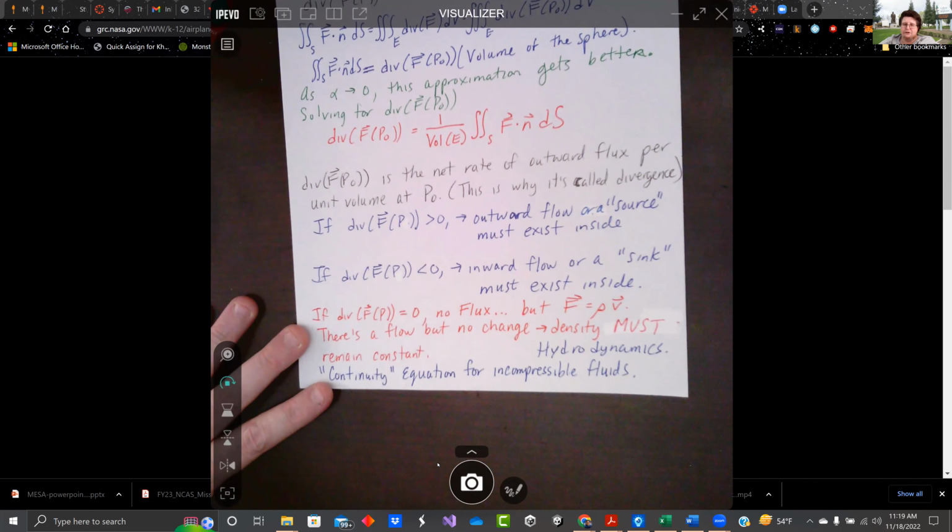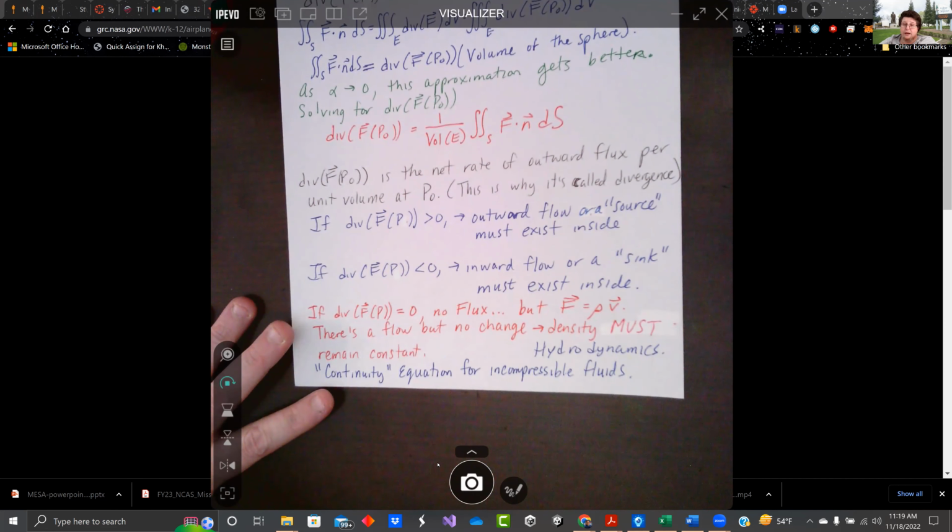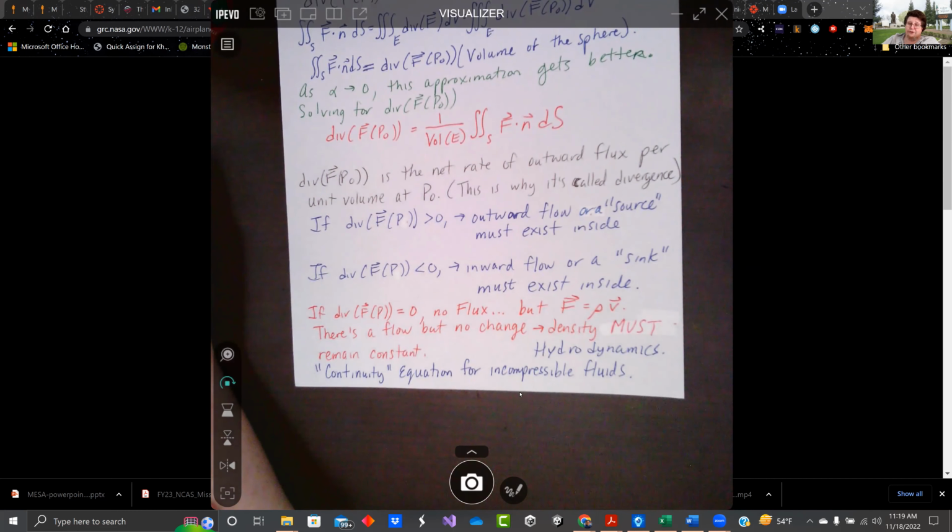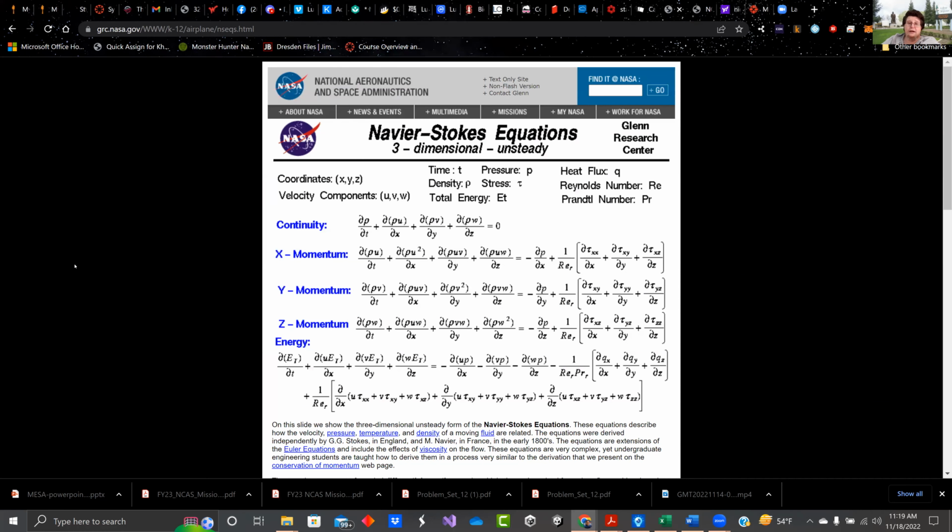This is used a lot in hydrodynamics. It's called the continuity equation. So the continuity equation for incompressible fluids is working with rho v. Here are the Navier-Stokes equations. You can see it here. V is the velocity, u, v, w. The continuity equation is the change in density over time, added to the change in density at each different point of the velocity, has to equal 0. So this shows up in the Navier-Stokes equations. This is the unsteady state, which is why we make sure we include the time component.